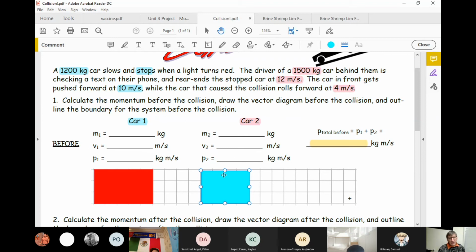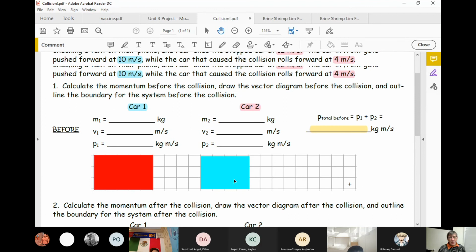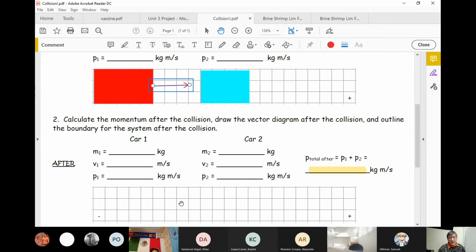So this one, car 1 in the front, it was not moving, so it gets no arrow, does it? Down here, it will have an arrow. Car 2 up here should have an arrow. And whatever that momentum was is what I'm going to draw here. I'm going to make it be 3 boxes long. I'm going to measure how many boxes long it is, because down here, the 2 combined arrows should equal 3 boxes.